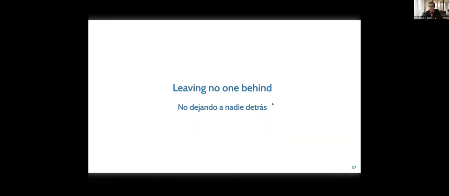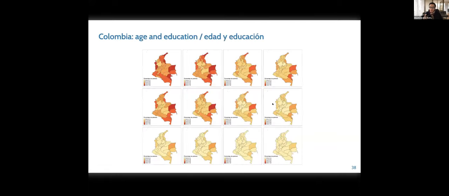But it is not only about geographical disaggregation, as I have mentioned before. We have to take into account other kinds of disaggregation. So these are maps that take into account age and education. For example, here you can find in the first row basic education, primary basically, secondary education, and university. And the columns define some groups of ages. So here you can visualize how the poverty is focused basically on some subgroups.